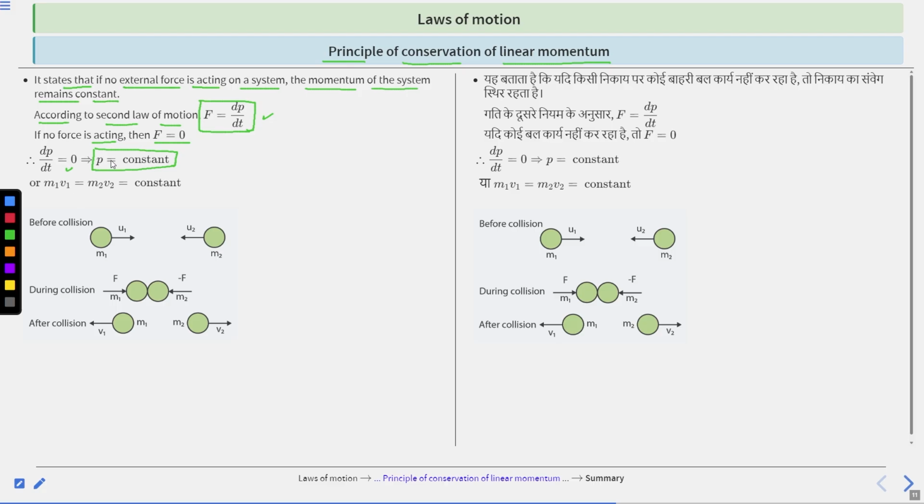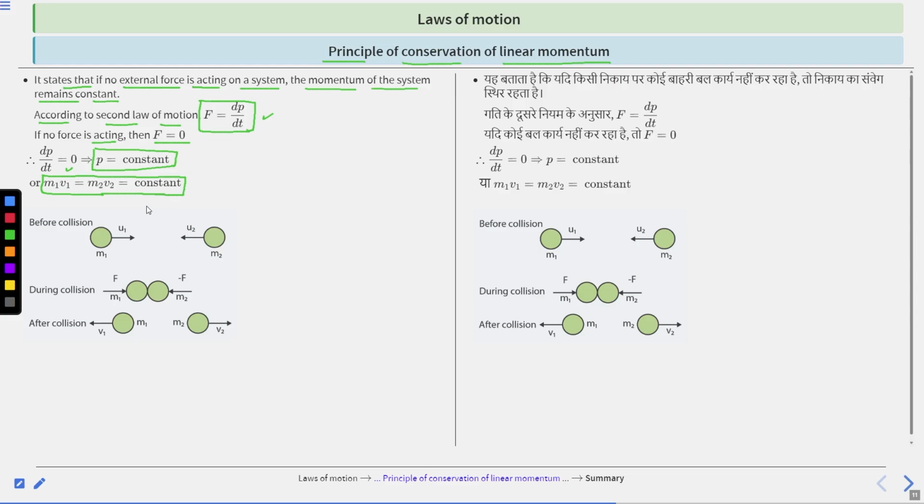What is p? p is the momentum, and the formula of p we already learned is mass into velocity. So m1 v1 equal to m2 v2, which is equal to a constant. So this is the principle of conservation of linear momentum. Mass into velocity is the formula of linear momentum.